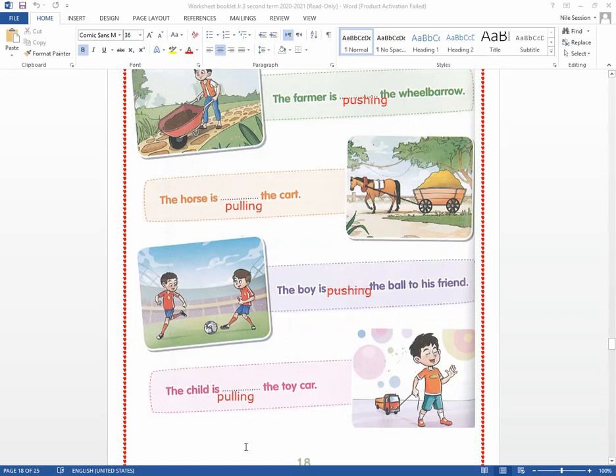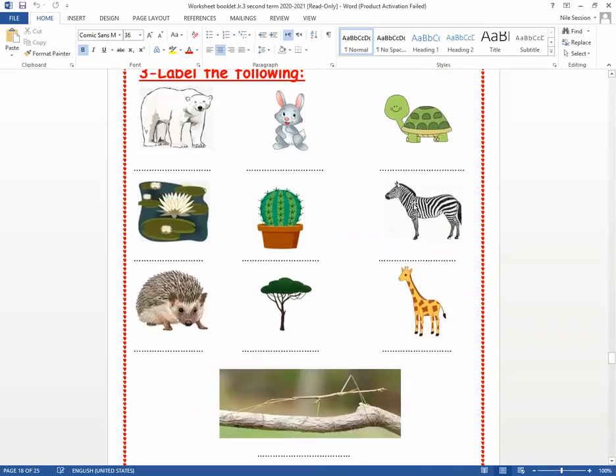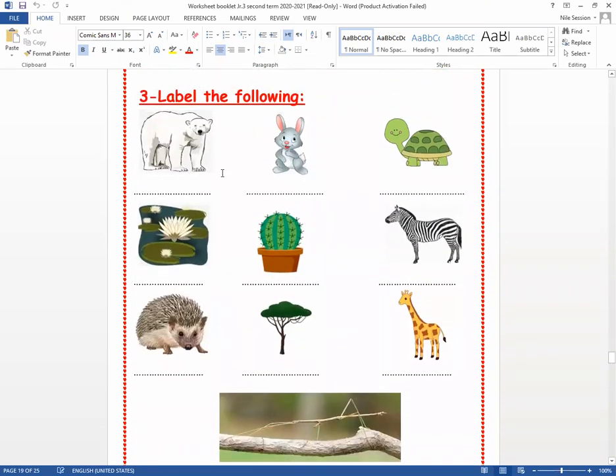Okay, can you see all of you with me? Okay, now turn the page. On page 19, we will label the following.